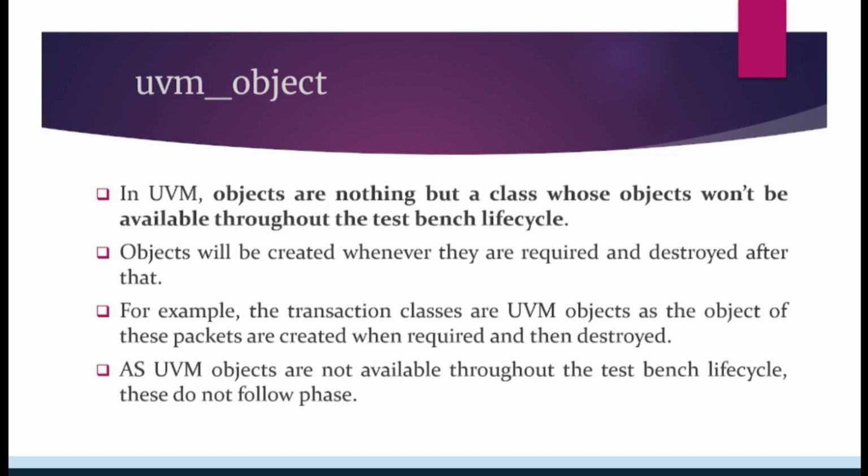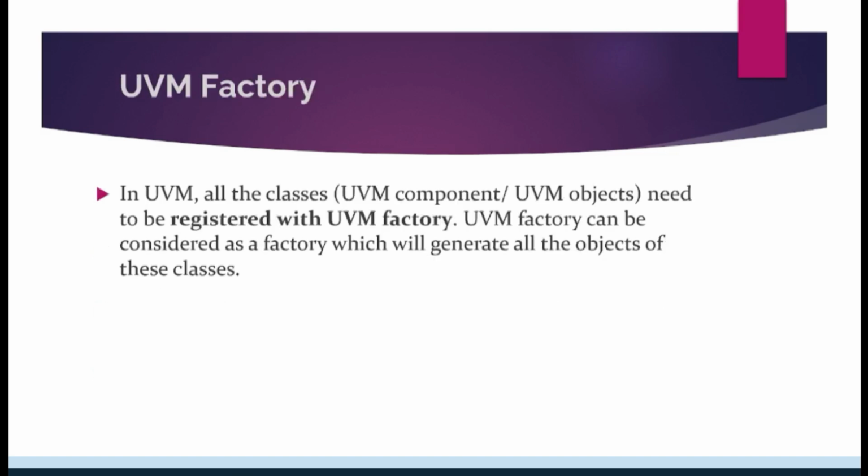The example of UVM object is transaction classes, and as we just discussed, they are not needed for the entire life cycle. Since they don't need the entire test bench life cycle, they don't need to follow any phases; they don't undergo any of the phases, right? Because they are not present from starting to the ending, they don't need to follow any phases. So this is about the UVM object.